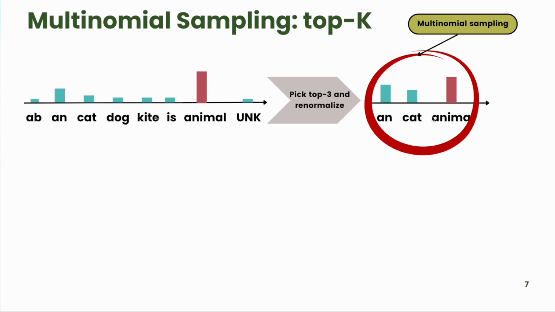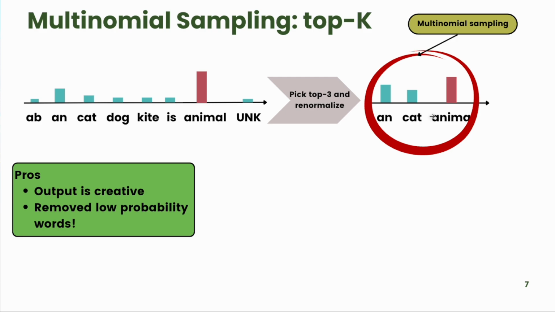So there are a few benefits now. Firstly, the output is still creative because you're exploring the randomness that results from the probability distribution. And secondly, you removed all the junk words. There is one drawback though, that you're not adapting your top K set with the distribution. So even if I change this distribution, even if I were to introduce some thick tails and so on to the distribution, my set of these top three words wouldn't change.